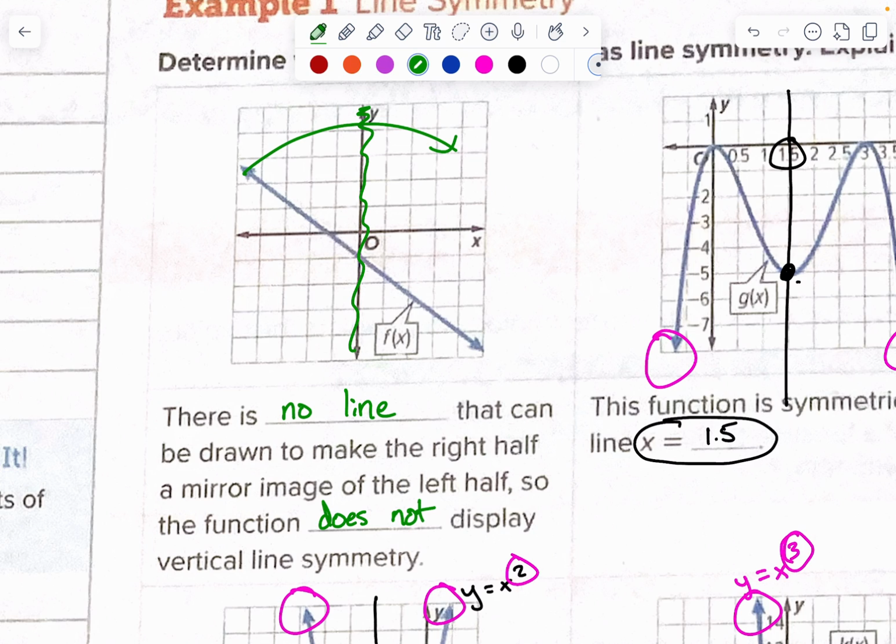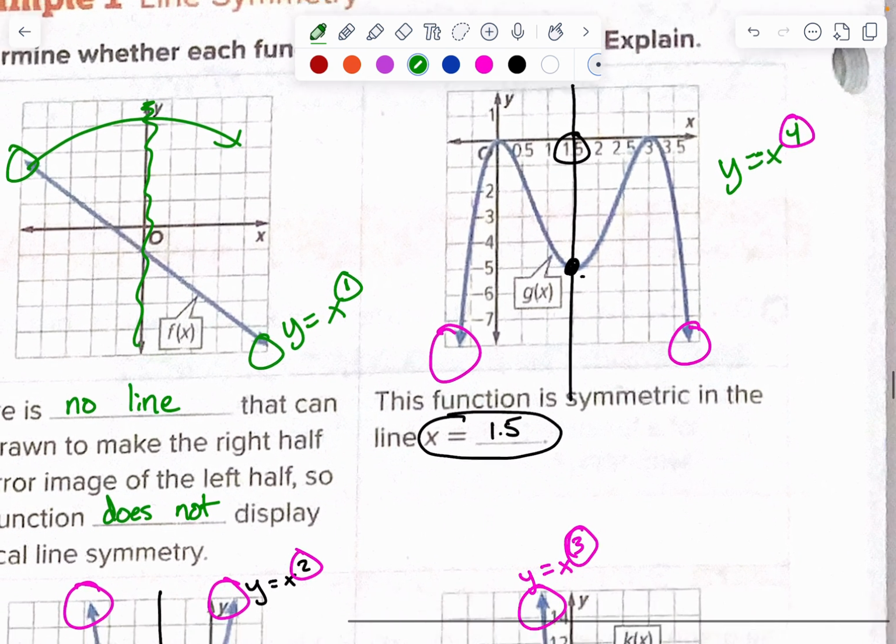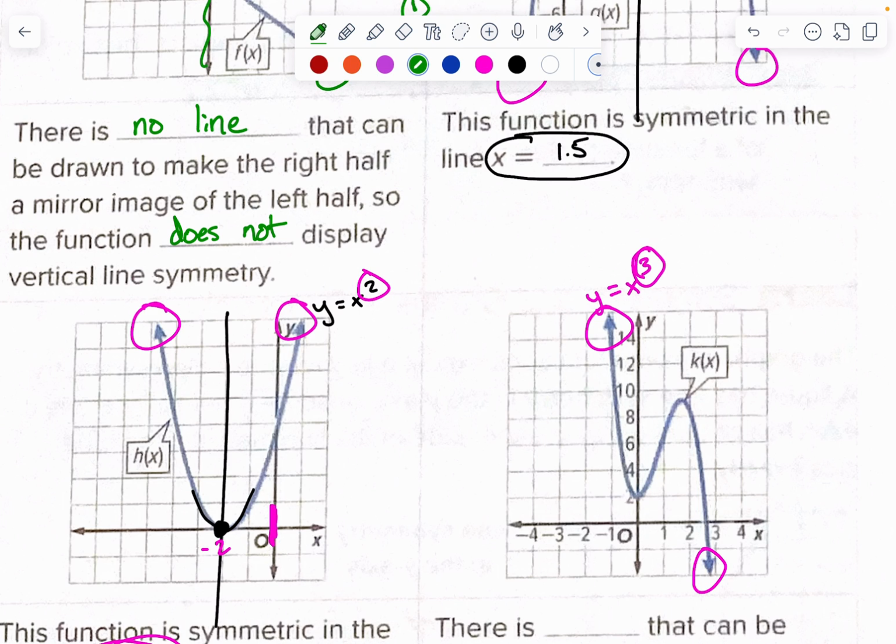We know that that's a linear function, which is y equals x, to the first power, and those are going opposite directions as well. Opposite means it's odd. The same direction means it's even. Okay, that's more than you needed to know.